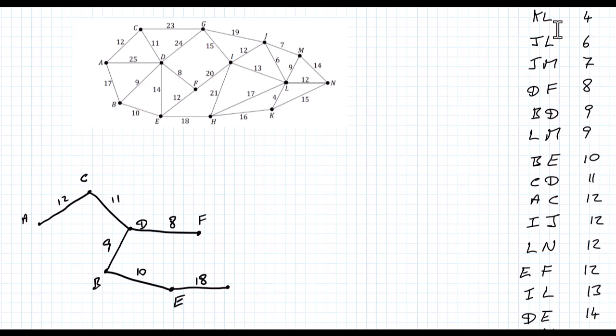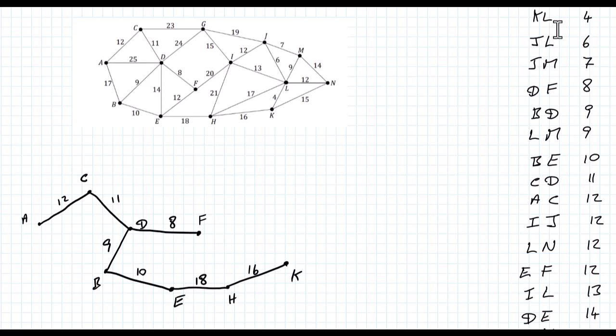Well, actually from E we've got I, which is 21. From H we've got 17 and 16. From F we have 20. From D we've got 24. From C we've got 23. I think that might be all of them. The smallest one anyway is 16. So that goes out to K. So I'm going from H, which is here, out to K, and that has a weight of 16.